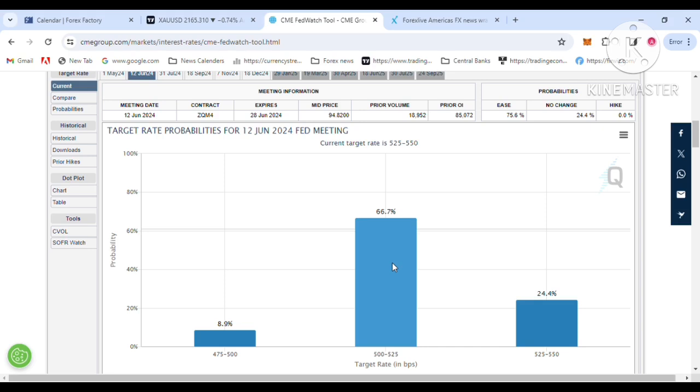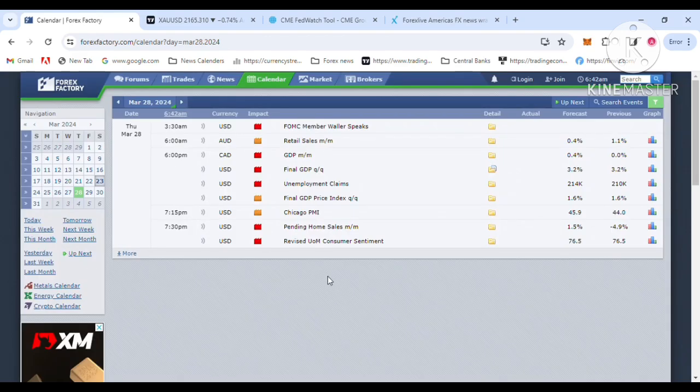So next week, what is the economic data? The important economic data is the GDP, the gross domestic product quarterly report. I am going to the Forex Factory website. GDP forecast is 3.2%. If the actual figure is above 3.2%, that will be dollar demand, which will push gold down. So the GDP quarterly report is there next week.